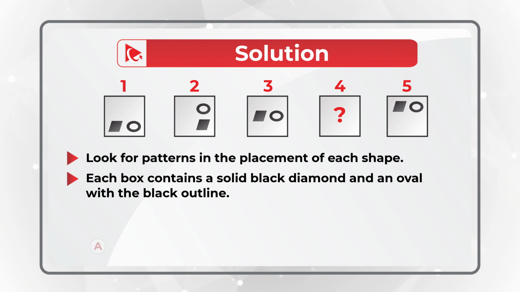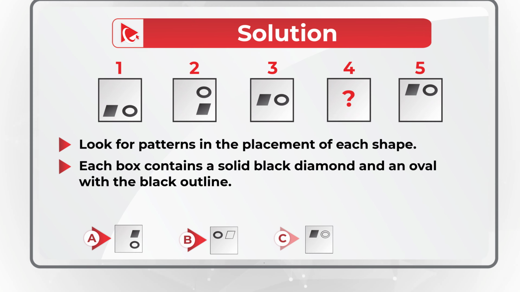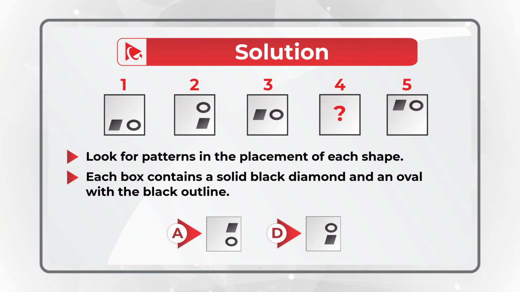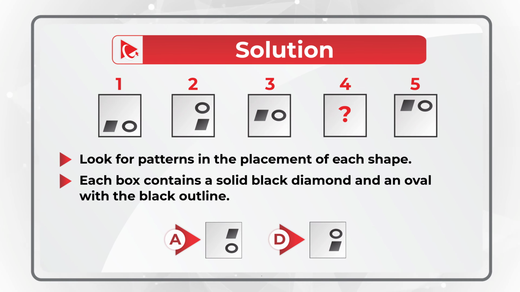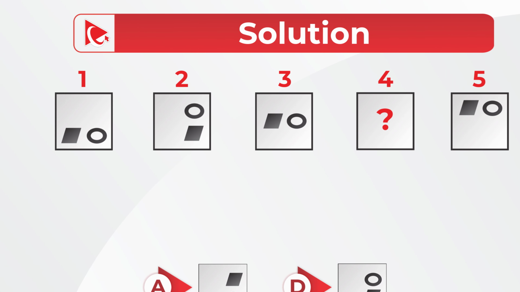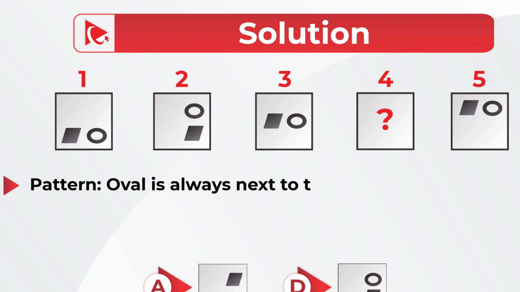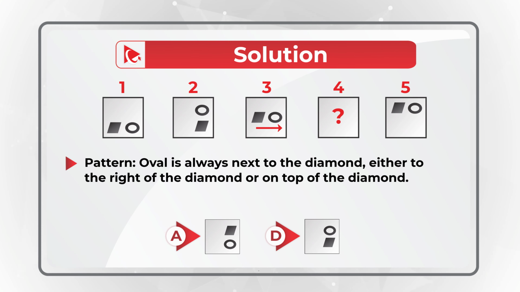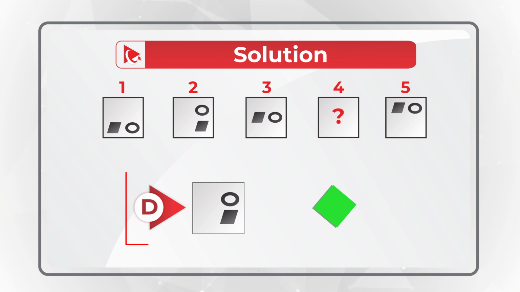We can safely assume that square 4 will have similar shapes inside, which automatically excludes choices B and C, only leaving possible choices as A and D. To solve this puzzle and get to the correct solution, we need to detect the second pattern. The second pattern is that the oval is always next to the diamond, either to the right of the diamond or on top of the diamond. Based on this information, the correct choice here is choice D.